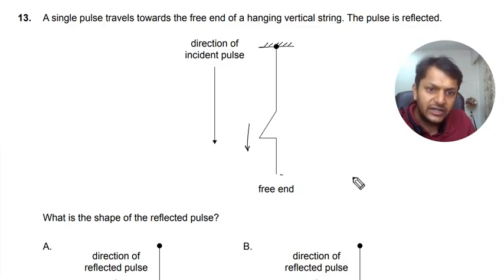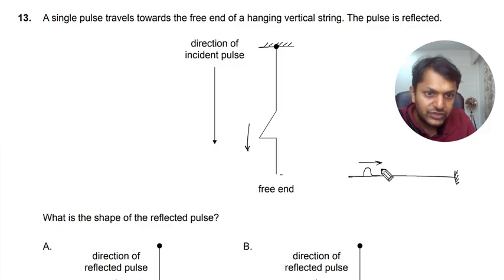Okay, so what is happening here is, let's say there is this rigid support here, and there is this string, and there is a pulse which is moving towards the right hand side direction. Of course it is going to cover this distance. It is moving at a certain velocity. It will hit the rigid support and it will be getting reflected back. There is no doubt about it. But when it is getting reflected from the rigid surface, it moves like this.